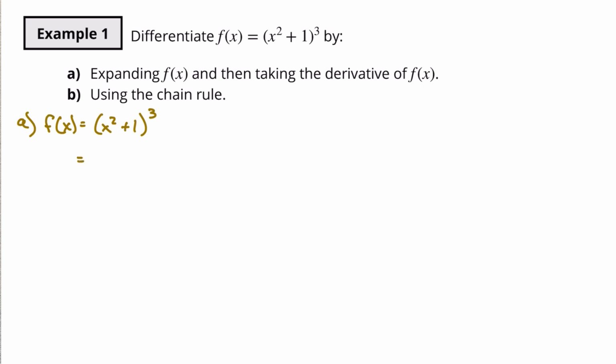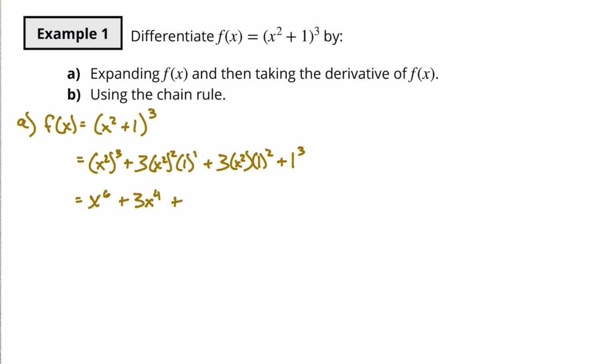As we expand that, we're going to have x squared cubed plus 3 times x squared all squared times 1 to the first power plus 3 times x squared to the first power times 1 squared plus 1 to the third power. And when we continue to expand that, we've got x to the 6th power plus 3x to the 4th power plus 3x squared plus 1. Now we need to find the derivative of this thing. So to do that, we're going to have 6x to the 5th power plus 12x cubed plus 6x plus 0.